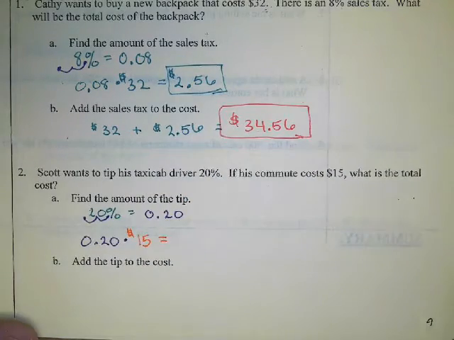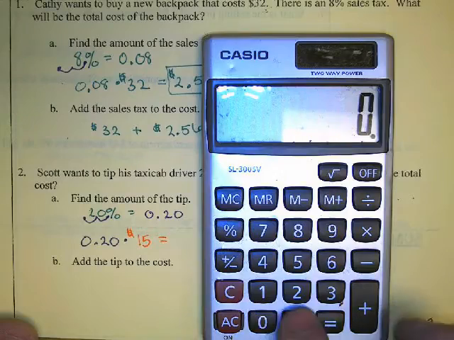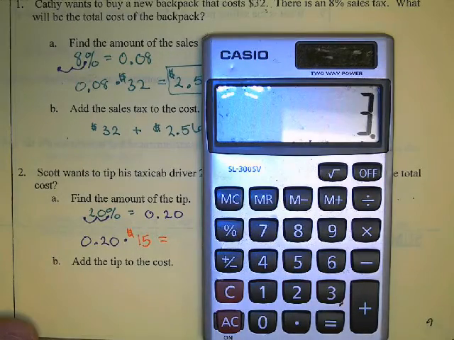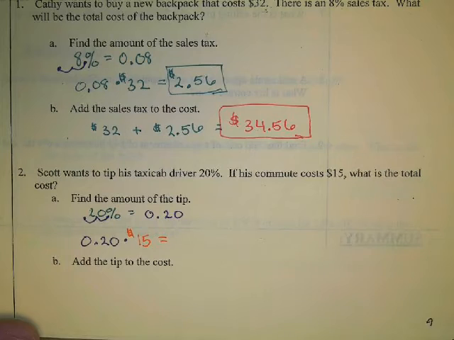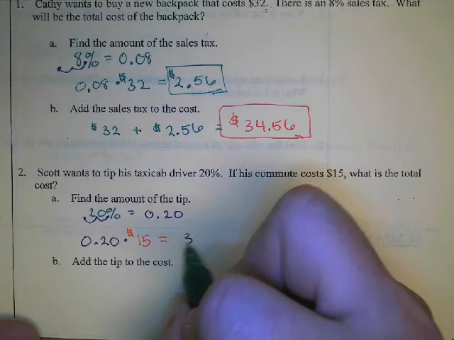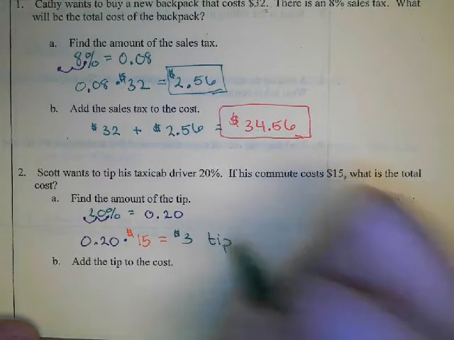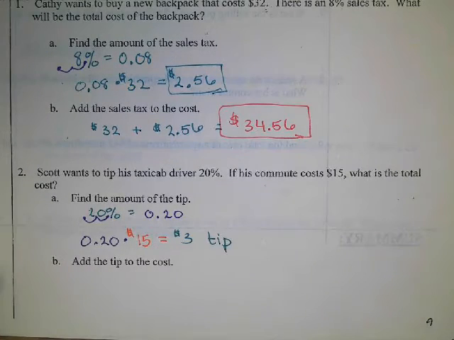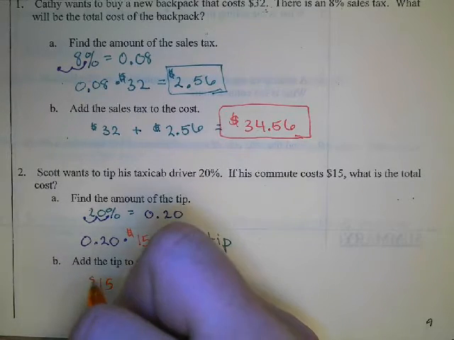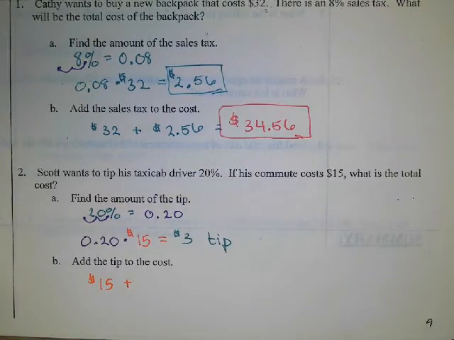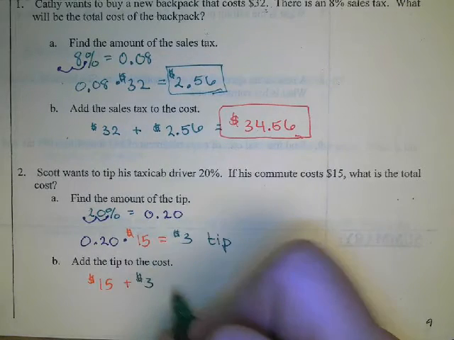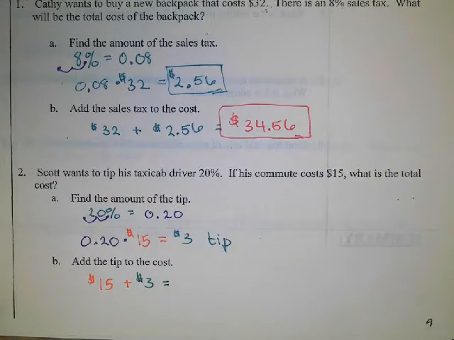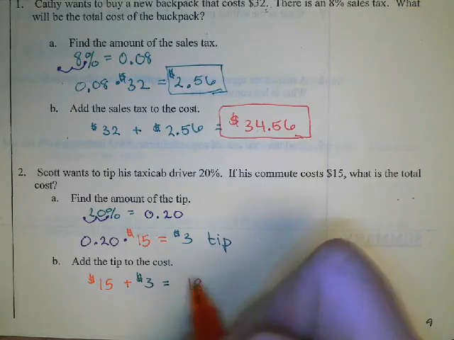Now we'll take that 0.20 and we're going to multiply it by our cost, the $15. And when we multiply these two together, 0.20 times 15, we get 3. So the tip is going to be $3. So we're going to leave a $3 tip. And now we're going to take the cost and we'll add to that our tip, the $3. And this is how much we're actually going to spend all together on our cab ride, and that would be $18.